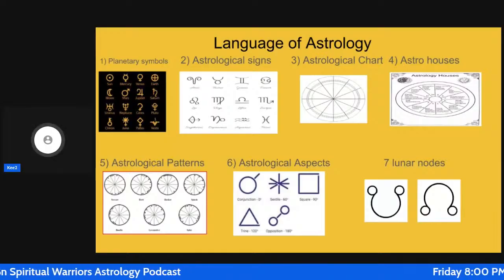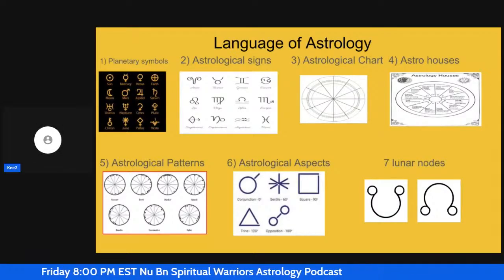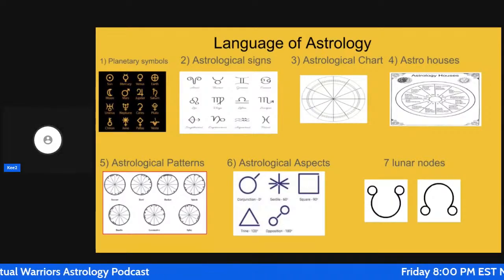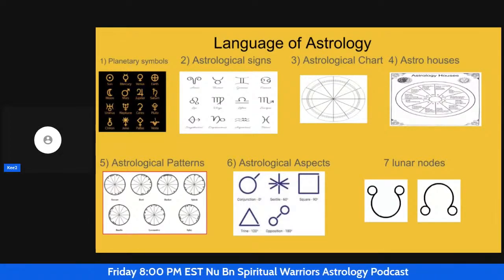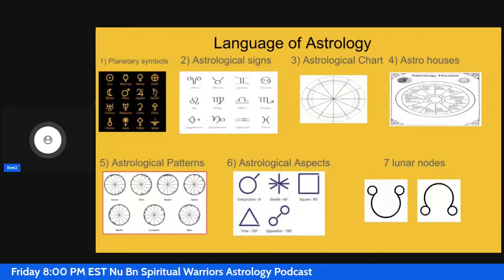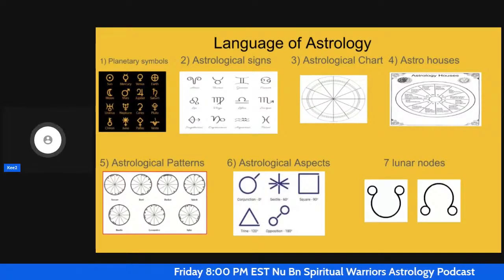Five is the astrological patterns. These are patterns that you will frequently see in a chart. And they help you in a quick analysis or interpretation of the chart. So the first pattern is called the seesaw. The next pattern is called the bow.